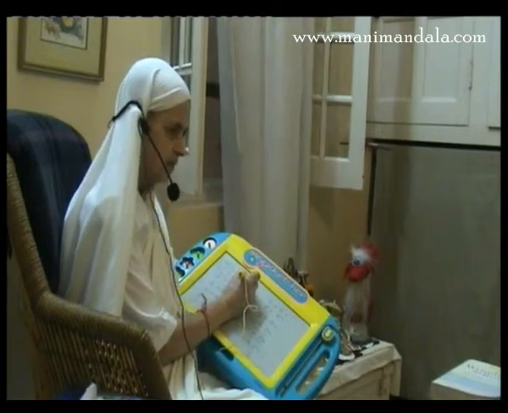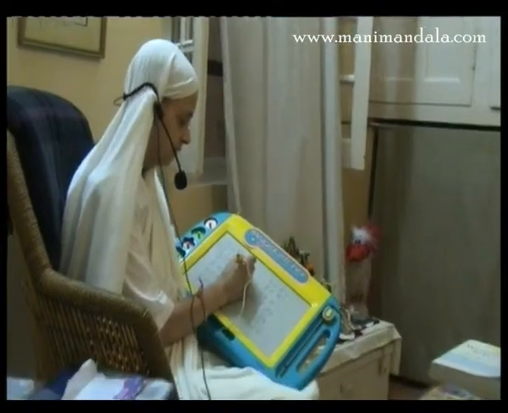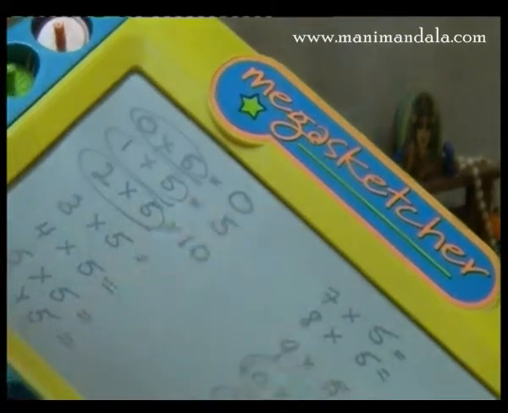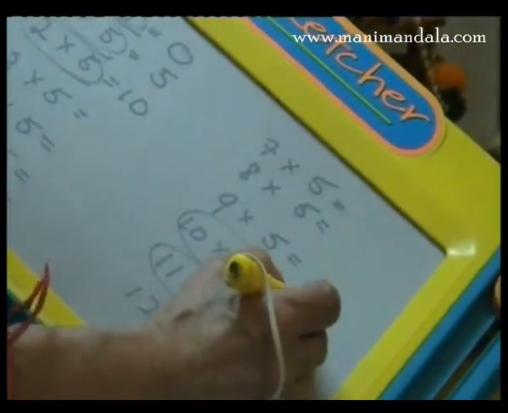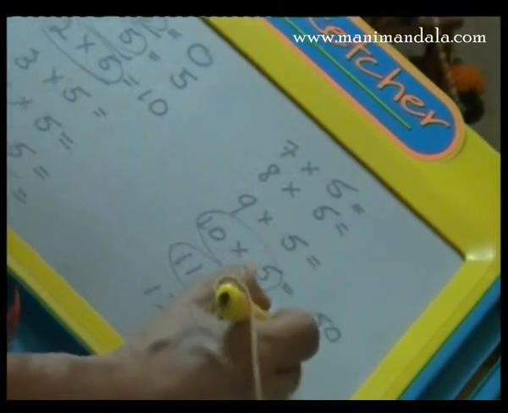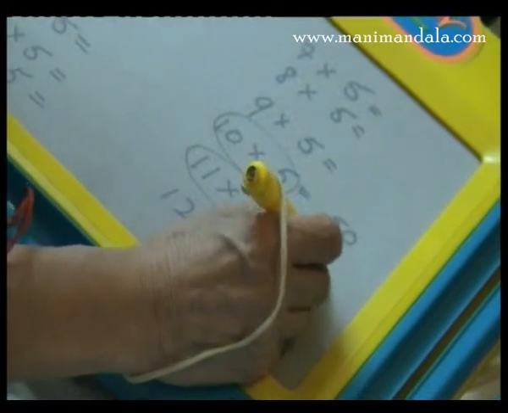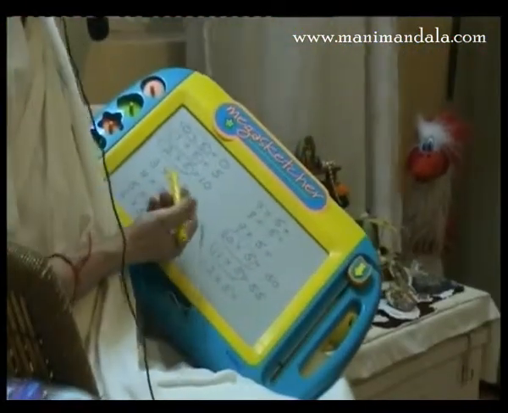0 times 5 is? 0. The ones we know. 0. 1 times 5 is? 5. 2 times 5. 10. We double. Okay. Let's jump over to the other one we know. What's 10 times 5? 50. 50. And what's 11 times 5? 55. Very good. We repeat the number, right? 5, 5. 55. All right.